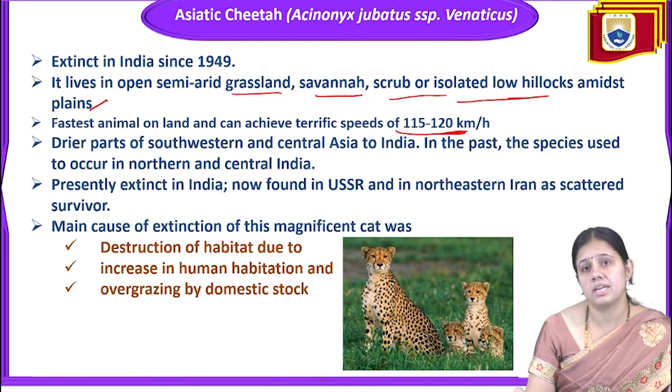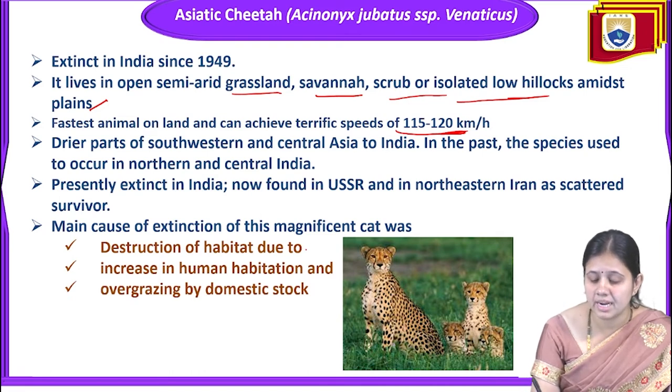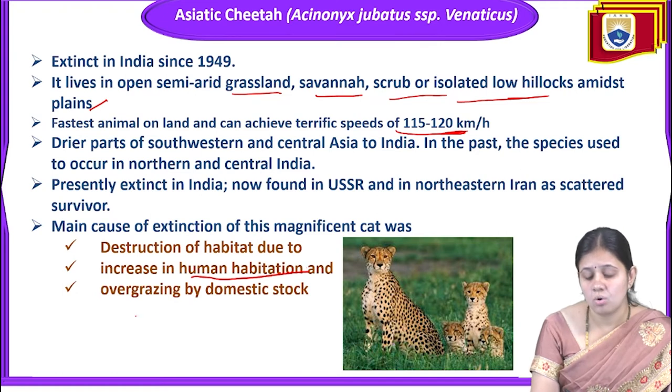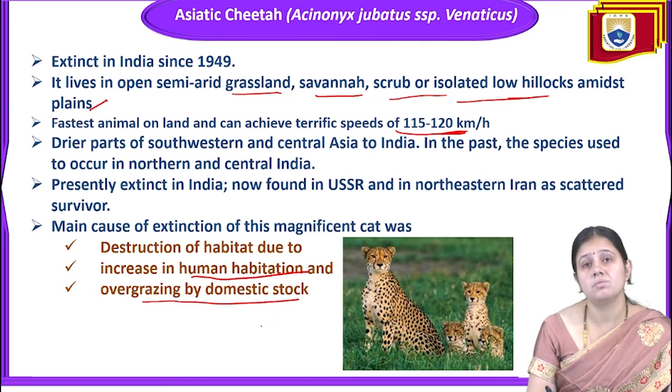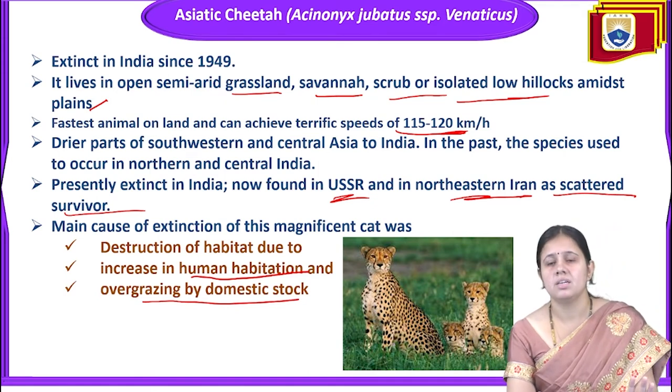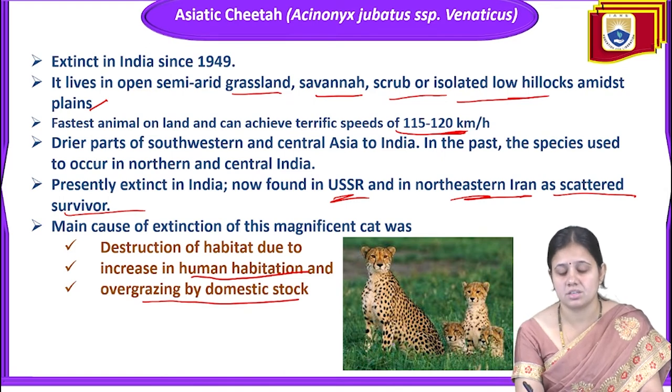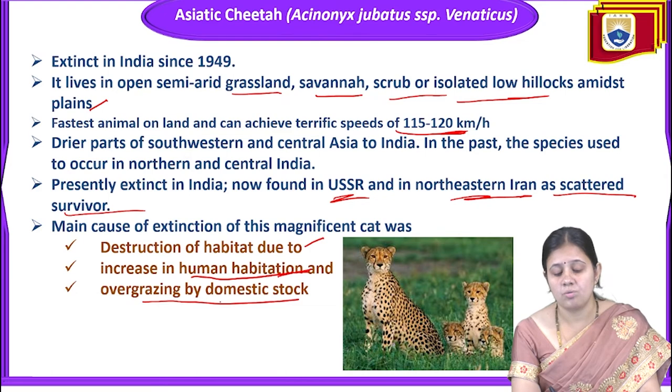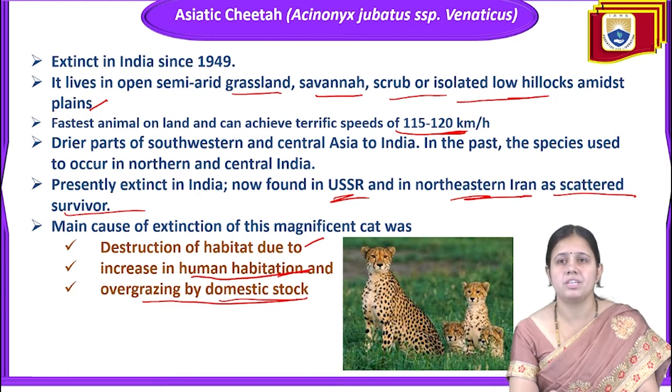The reason for its extinction is the destruction of habitat, an increase in human habitation, and overgrazing by domestic stock, in the drier parts of southwestern and central Asia to India. In the past, the species used to occur in northern and central India. Previously extinct in India, it is now found in the USSR and northeastern Iran as a scattered survivor. Very few are there in the USSR and northeastern Iran, but it is extinct in India. The main reason for the extinction of this magnificent cat was the destruction of habitat due to the increase of human habitation and overgrazing by domestic stock. It is the fastest animal on land, achieving speeds of 115 to 120 km per hour, and the Asiatic cheetah has been extinct since 1949.